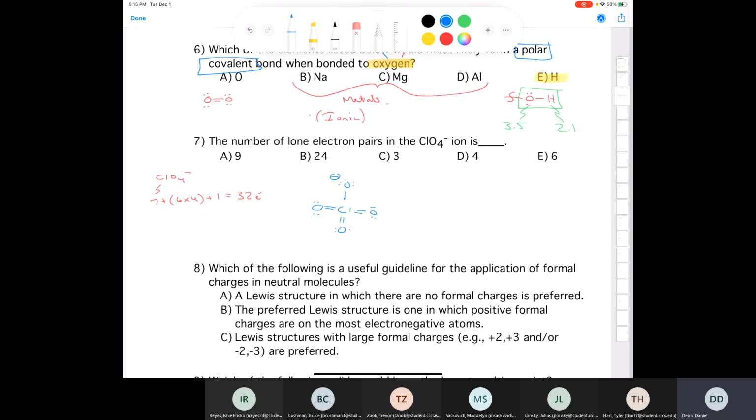Let me just fix that 1 electron here. And so what's the total number of electron pairs? We have 1, 2, 3, 4, 5, 6, 7, 8, 9. There we go. 9 electron pairs in the perchlorate ion.